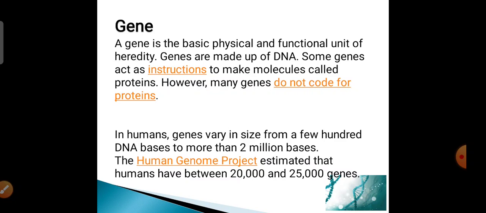Now, in human beings, genes vary in size from a few hundred DNA bases to as many as 2 million bases. That means a gene can be a small segment of DNA or a very long segment of DNA. So we said it may be very small in size, measuring a few hundred DNA bases, maybe up to 2 million bases. Now the Human Genome Project has estimated that humans have between about 20,000 to 25,000 genes.